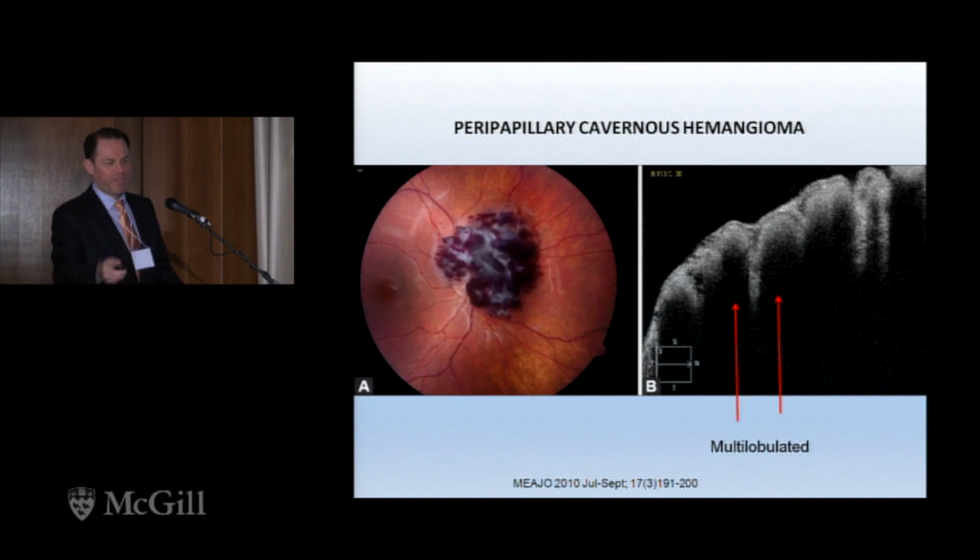This is a picture from one of Dr. Singh's papers a few years ago, looking at a cavernous hemangioma, a peripapillary cavernous hemangioma. And I think clinically we could all diagnose this without the need of any type of ancillary tests. But what is helpful is that OCT can show you some of the multilobulated features of this lesion. But in addition, it'll show you if it's doing anything unpleasant, such as causing subretinal fluid adjacent to this lesion, which may migrate over here into the macula. So it does have its benefits.